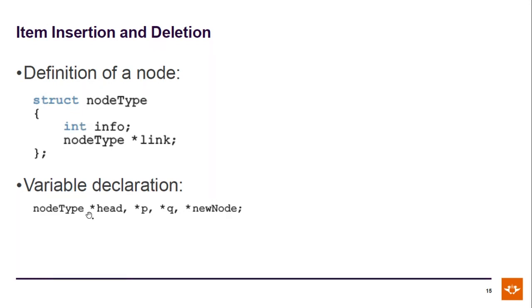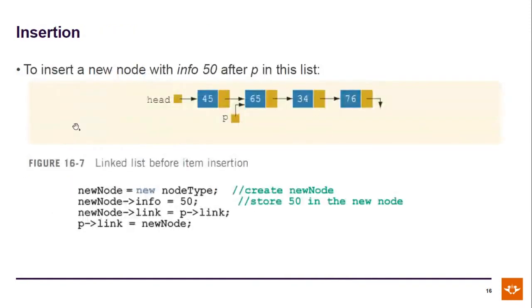Okay, and then variable declaration. So then you have node type. So this is basically how you create a node, right? We already spoke about that as well. And then to insert a new node, let's say with info 50, here's an example of insertion. So here we want to insert this new node with the value 50, so we want to store 50 in info.